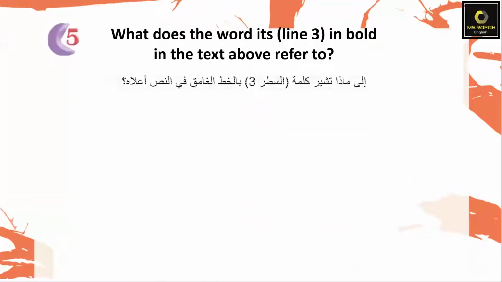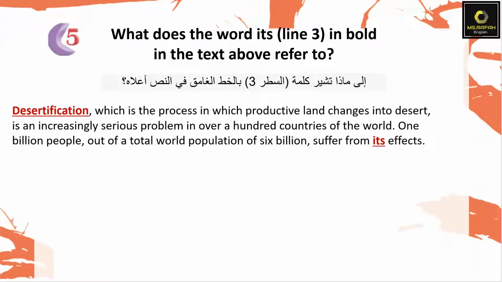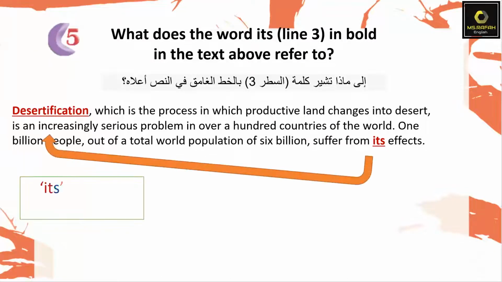Question 5. What does the word its, line 3, in bold, in the text above, refer to? Desertification, which is the process in which productive land changes into desert, is an increasingly serious problem in over 100 countries of the world. 1 billion people out of a total world population of 6 billion suffer from its effects. The pronoun its refers to the word desertification.